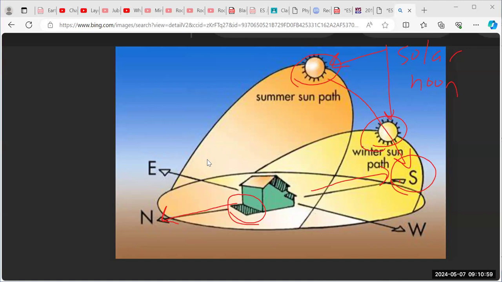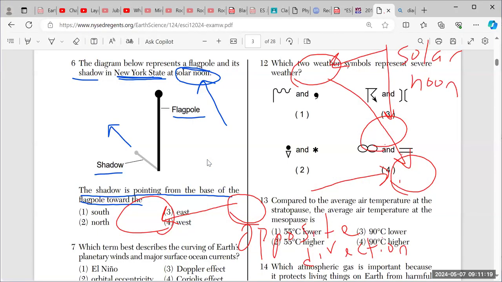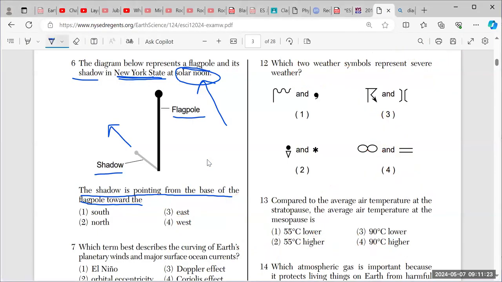So keep in mind, at solar noon, the sun is facing south. That means my shadow is going to be facing in the opposite direction, the opposite direction that the sun is facing. And that's why my shadow is going to be facing north. Let me clear this out. The correct answer will actually be choice 2.